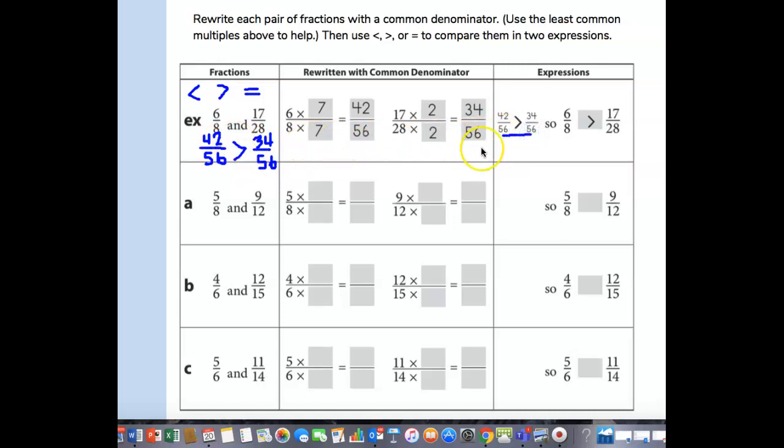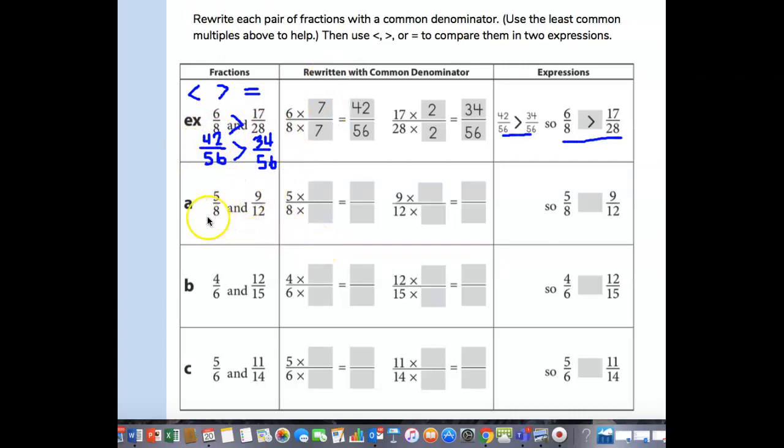So then you have to go back to the original problem, and you have to put the greater than sign in there. Okay, this is the original problem. So you can't stop here, but you can't figure it out unless you do this work. All right, let me do another one with you.